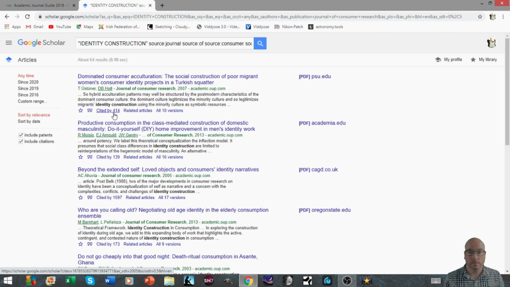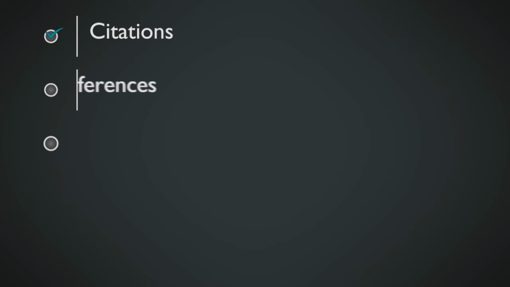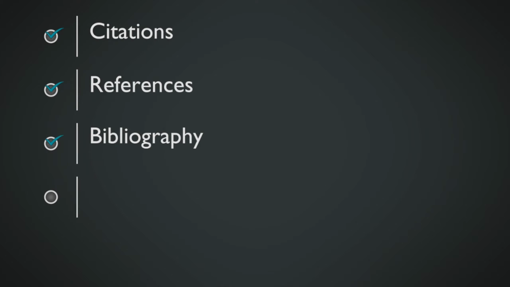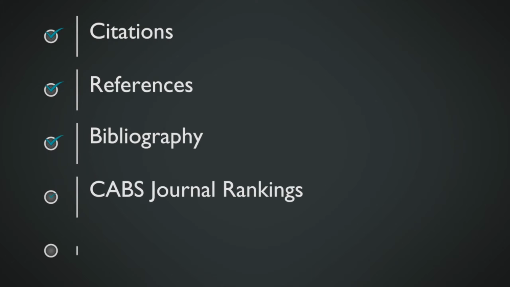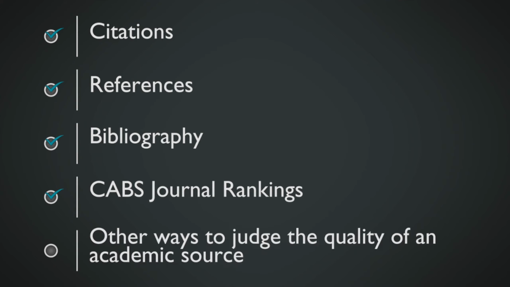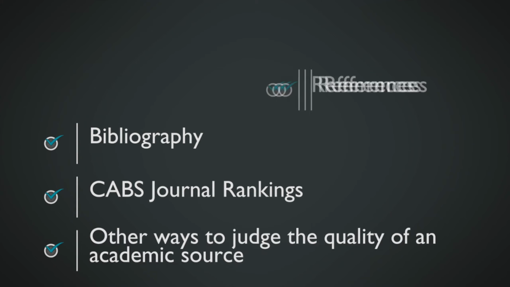So, now that we've covered that, I think it's time for a quick summary. So far, in today's video, we've looked at citations and what they are. Same with references and bibliographies. In addition, we have looked at journal rankings and other ways to judge the quality of an academic source. Together, this will allow you to put the best foot forward in terms of constructing an essay or a presentation.